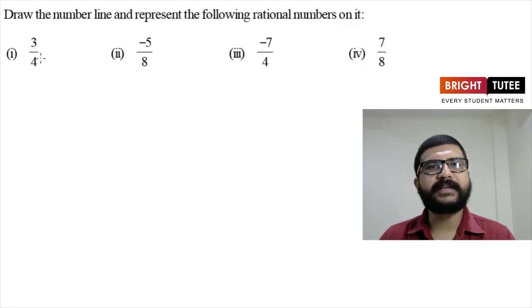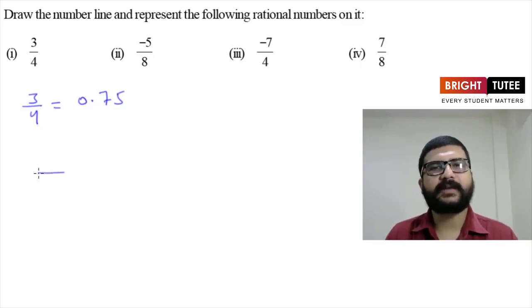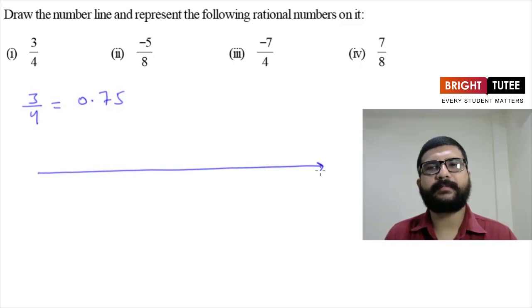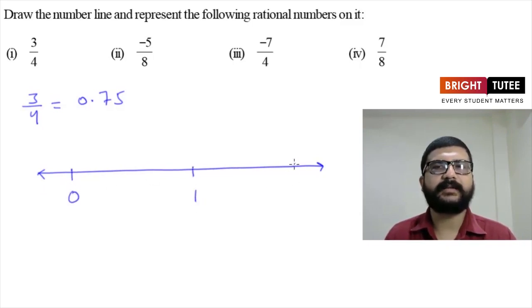And between which two integers will it lie? As we know, 3 upon 4, this is 0.75. And we know 0.75 is lying between 0 and 1. So therefore 3 upon 4 will also lie between 0 and 1. So what we will do, we will draw a number line first and we will mark 0 and 1 on it. So let's say here we are having 0 and here is 1 and then 2. Like this we are having a number line.